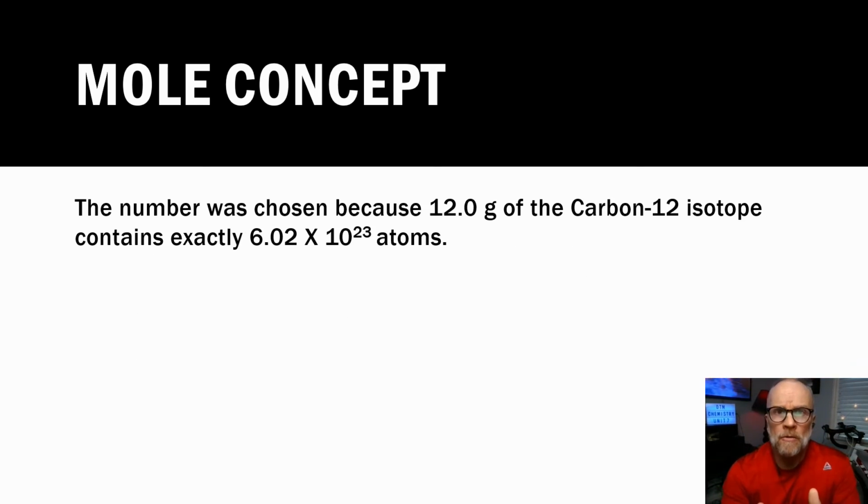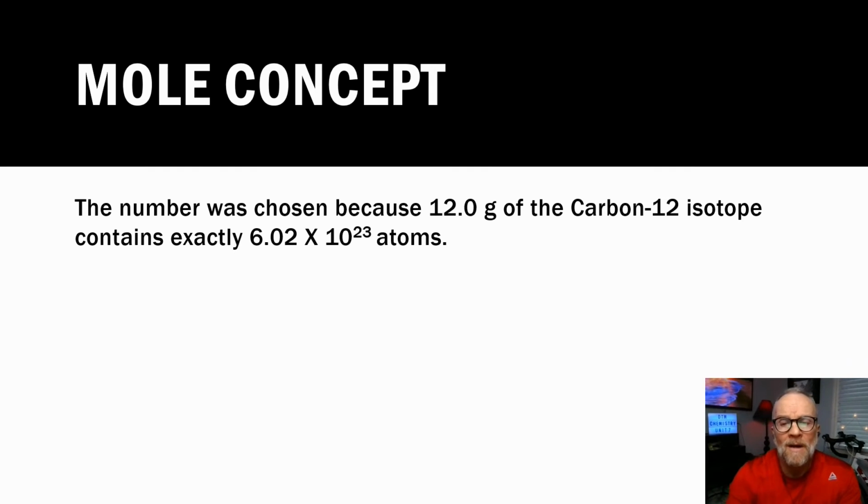That specific number was chosen because that's the number of atoms in exactly 12 grams of the carbon-12 isotope. So 12 grams of the carbon-12 isotope contains exactly 6.02 times 10 to the 23rd atoms. Of course, carbon makes up all of life forms, and so that particular substance was used because it's so vital in all that we do.